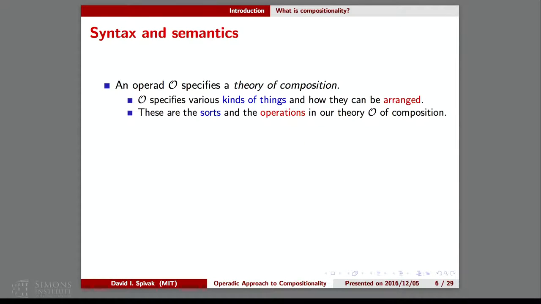So an operad specifies a theory of composition. What are we going to be composing, and how do we arrange them? There are these sorts and operations of a theory of composition. I think Gordon also pointed this out when he said, in my theory, likes is not part of the theory of composition, and in your theory it is. So choosing your operad is choosing what you mean by composition.